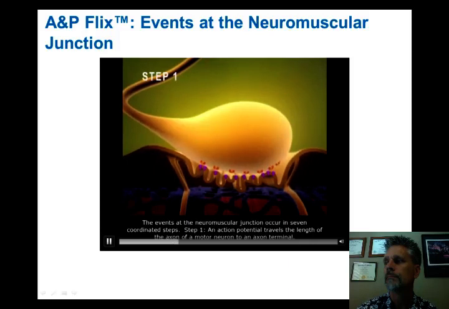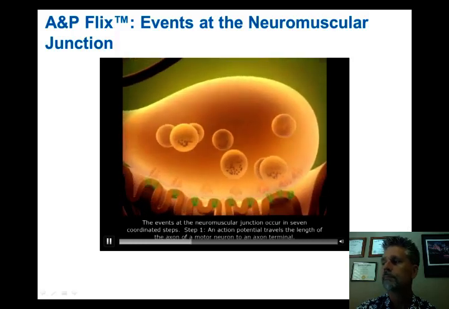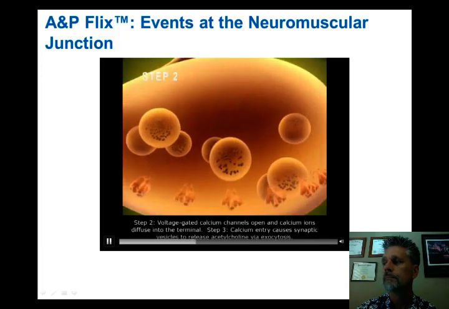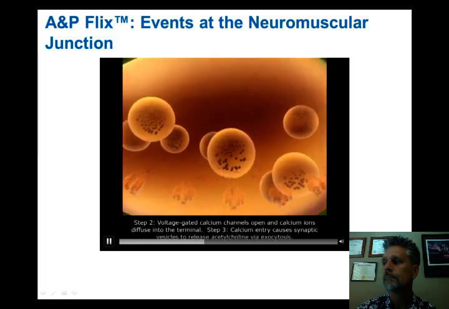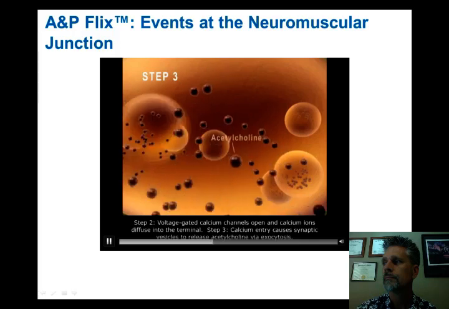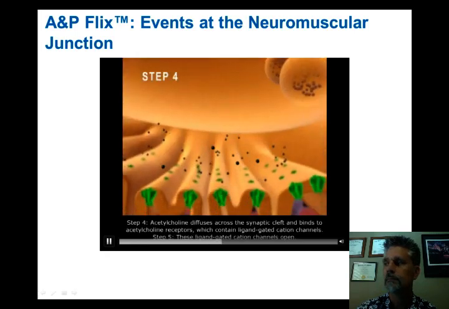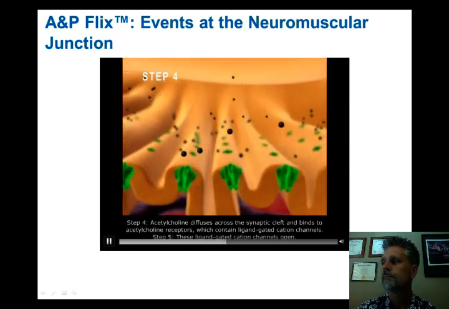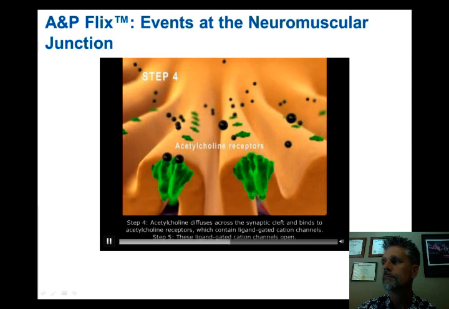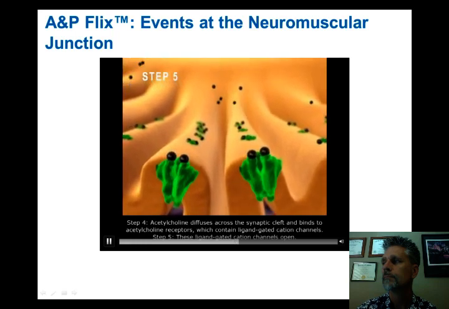Step 1. An action potential travels the length of the axon of a motor neuron to an axon terminal. Step 2. Voltage-gated calcium channels open and calcium ions diffuse into the terminal. Step 3. Calcium entry causes synaptic vesicles to release acetylcholine via exocytosis. Step 4. Acetylcholine diffuses across the synaptic cleft and binds to acetylcholine receptors, which contain ligand-gated cation channels. Step 5. These ligand-gated cation channels open.